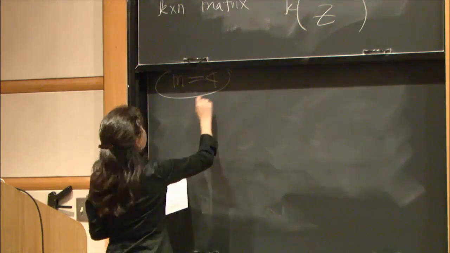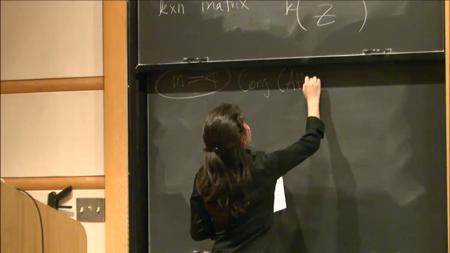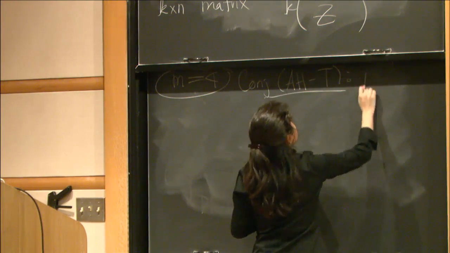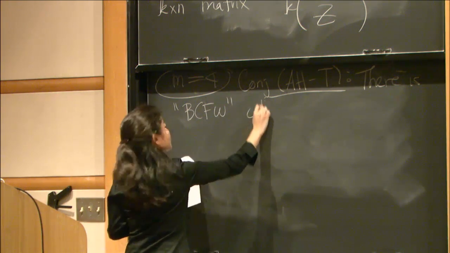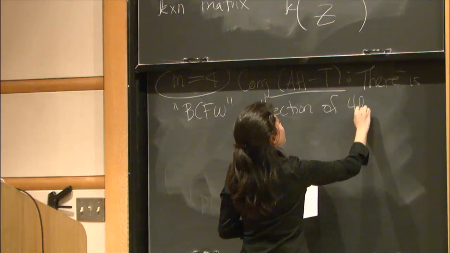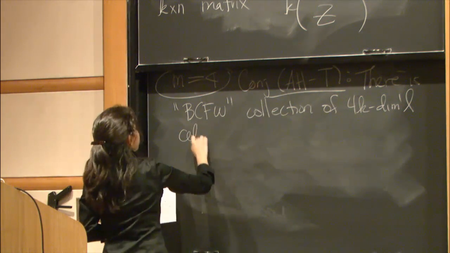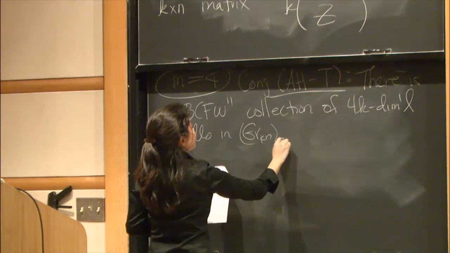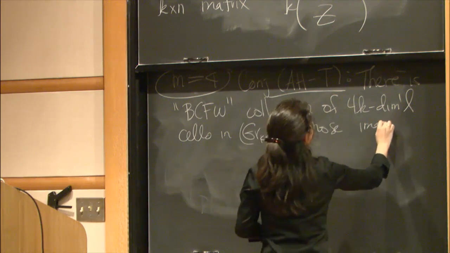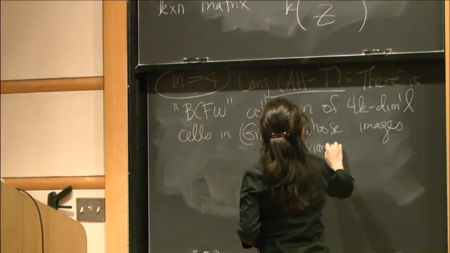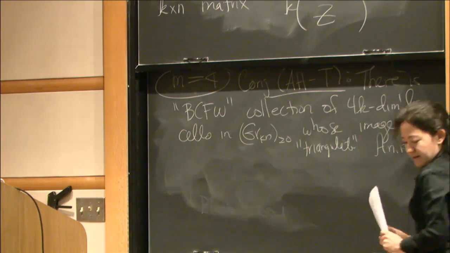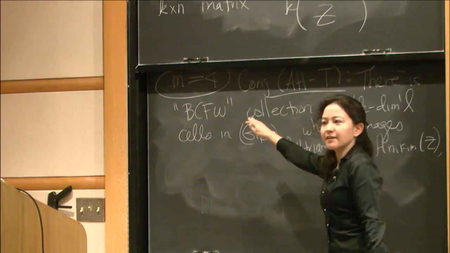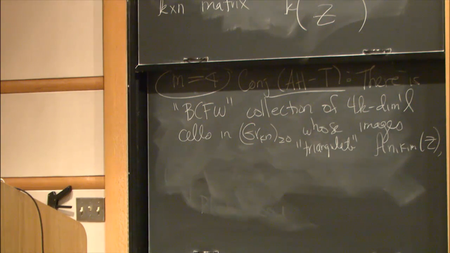There's a conjecture of Arkani-Hamed and Trnka that there is a particular BCFW collection of 4k dimensional cells in the non-negative Grassmannian whose images triangulate the amplituhedron. Okay, so there are explicit recursive recipes for getting these BCFW collections of cells. They're related to the whole BCFW recursion due to Britto, Cachazo, Feng, and Witten.